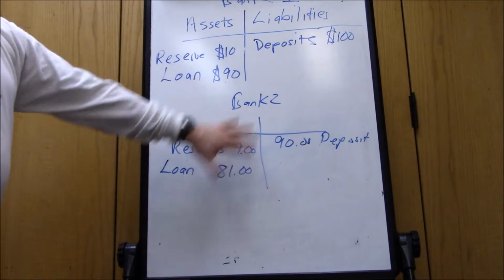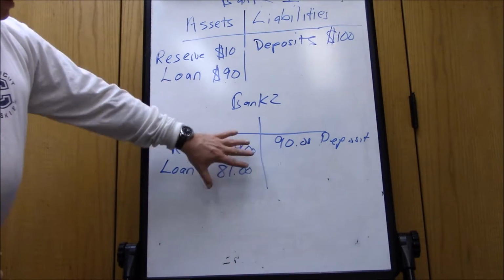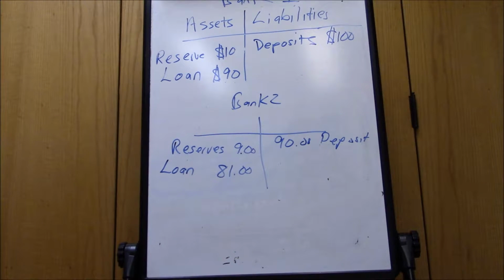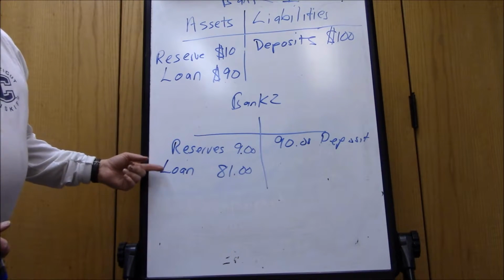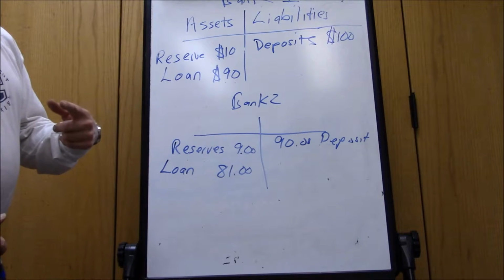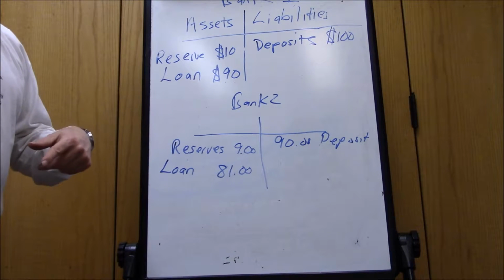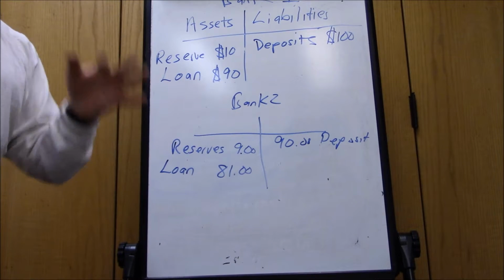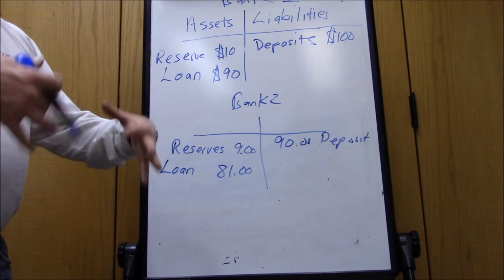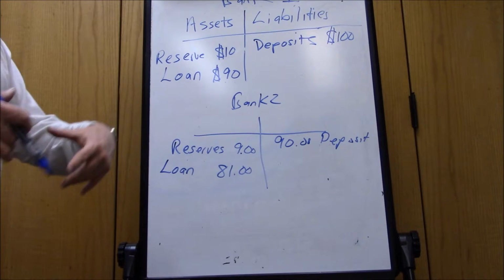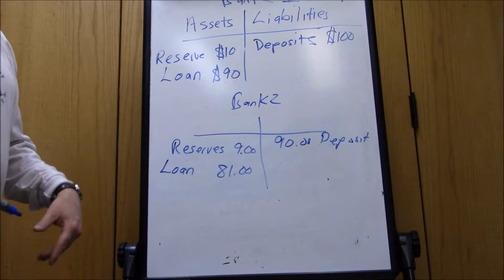So now this bank is also in balance, right? $90, $90. But notice this $81 has now been loaned out. So someone's going to take that $81 and again use it for something else, and whatever they buy or whatever investment they make, the person or company that gets the $81 is probably going to deposit it in their bank.